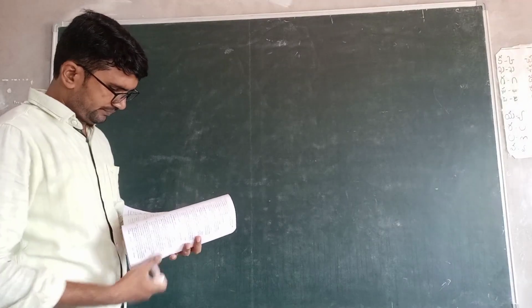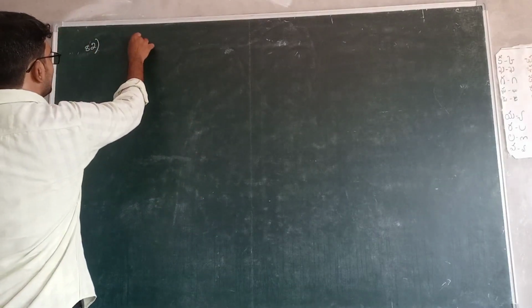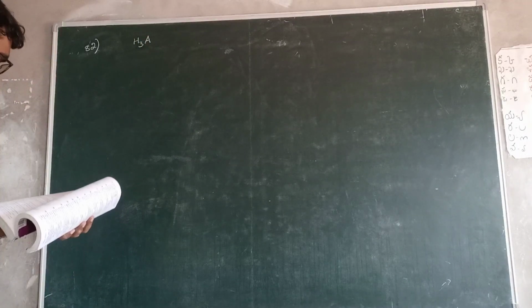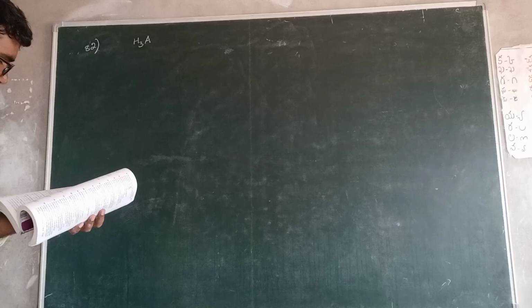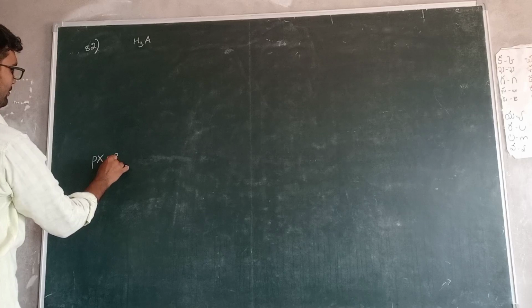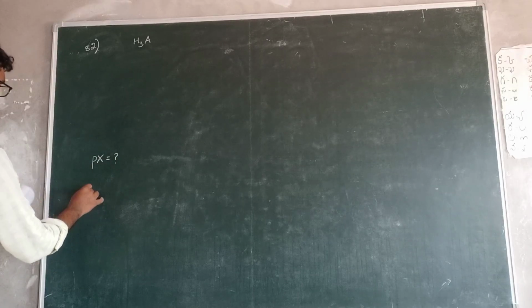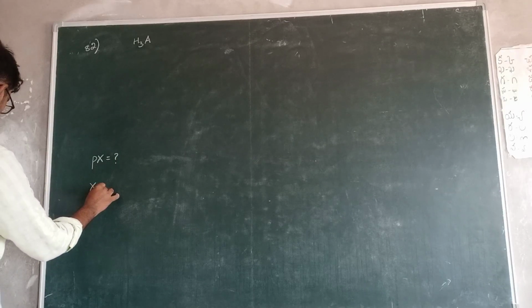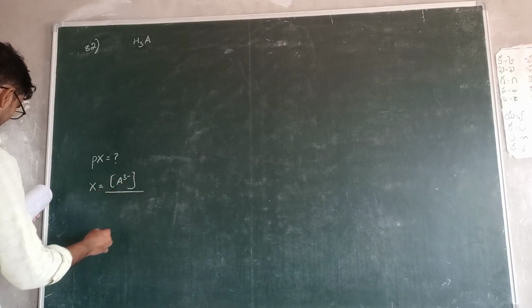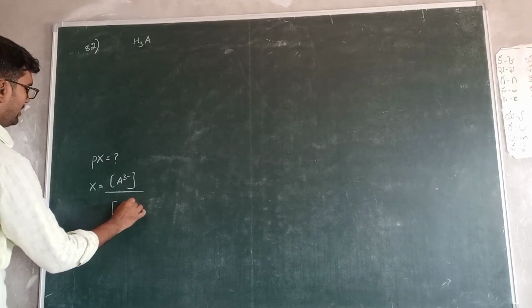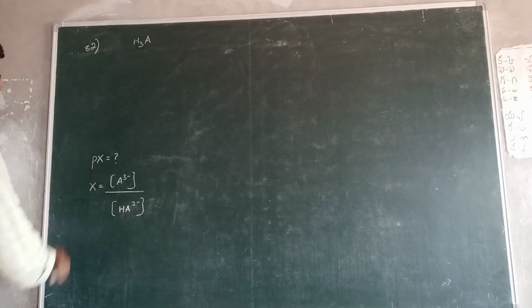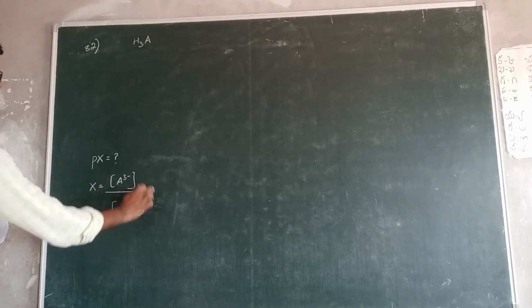Now the 82nd sum. In the 82nd sum, H3A, a triprotic acid, is given. What is the value of pX? We have to calculate the pX value. But what is X here? X is equal to the concentration of A3 minus divided by the concentration of HA2 minus. This is the X value. To calculate the pX value, first we have to calculate this value.